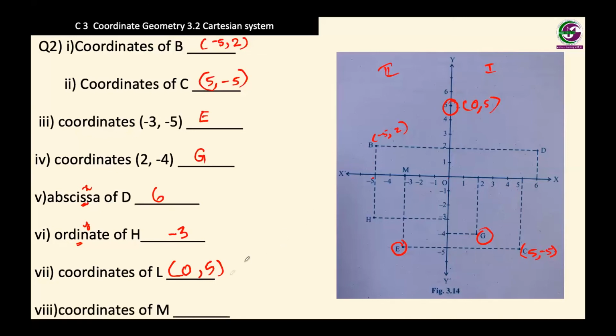The last part of this question. Coordinates of M. Letter M is here. X value is -3. And Y value, of course, it is 0 because it is on the axis. So -3, 0. Don't forget a comma and bracket. Great. So let's move on to the next exercise because the details are given before.